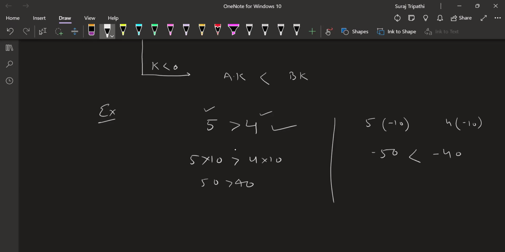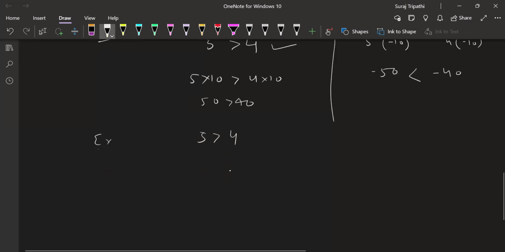Again, if you are multiplying by any number whose sign is unknown at the time of multiplication, if you don't know the sign of that expression, because we will be multiplying by any expression, then multiplication is not allowed, right? For example, suppose 5 is greater than 4. This is correct. But if you multiply both sides by x minus 2.